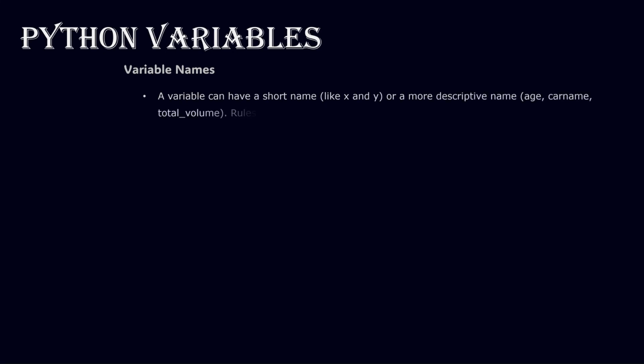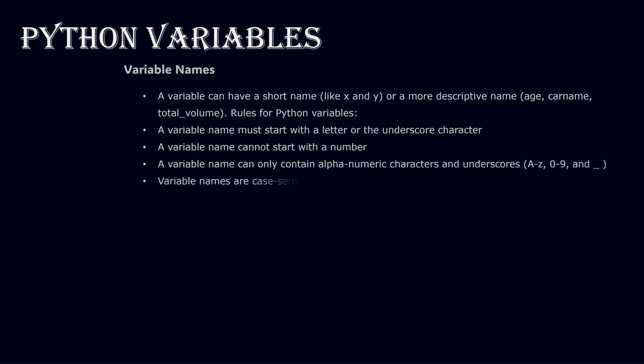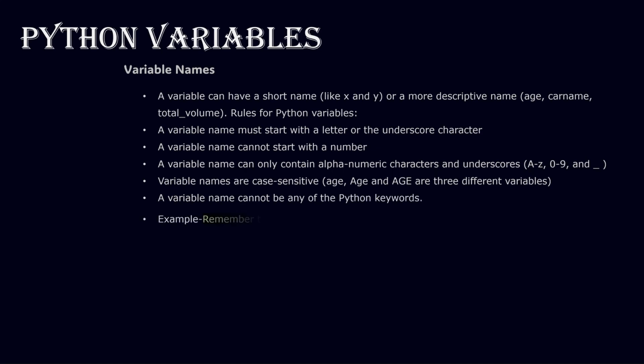Variable names. A variable can have a short name like x and y, or a more descriptive name like age, car name, total volume. Rules for Python variables. A variable name must start with a letter or the underscore character. A variable name cannot start with a number. A variable name can only contain alphanumeric characters and underscores. Variable names are case sensitive. A variable name cannot be any of the Python keywords. Remember that variable names are case sensitive.